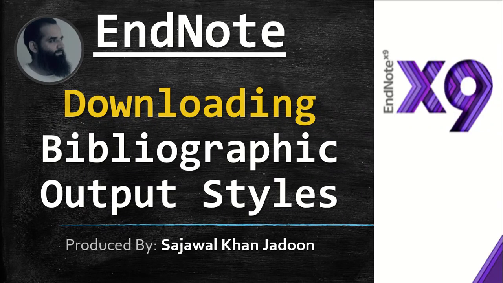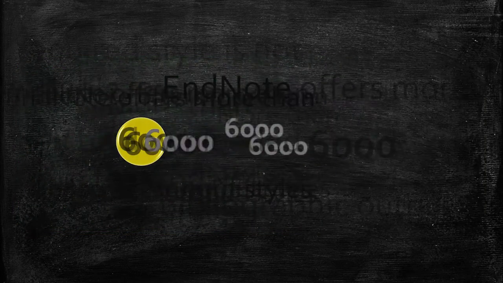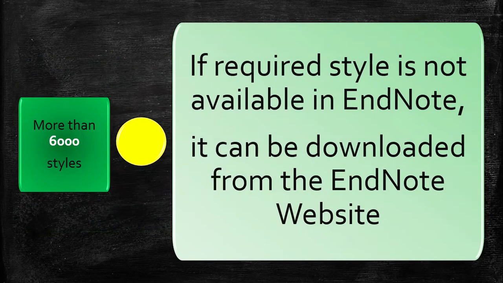In this video, we will learn to download bibliographic output styles from the EndNote official website. EndNote offers more than 6,000 bibliographic output styles. If the required style is not available in EndNote, it can be downloaded from the EndNote website.